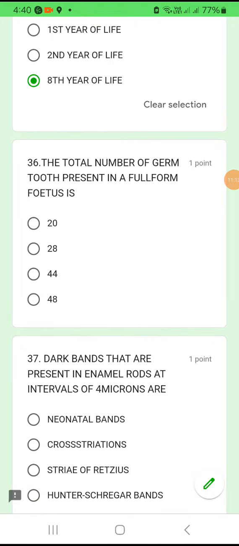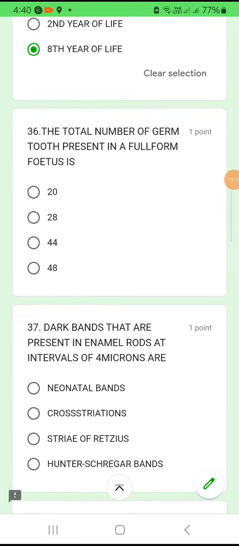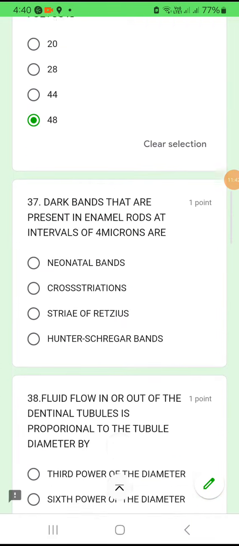Question 36. The total number of tooth germs present in a full-term fetus. In a full-term fetus, except the third molar, all the tooth germs will be formed. So in deciduous 20 and in permanent 28, excluding the third molar tooth germ. So 20 plus 28, 48. So a total of 48 tooth germs will be present in a full-term fetus. Okay, option 4 is the answer.